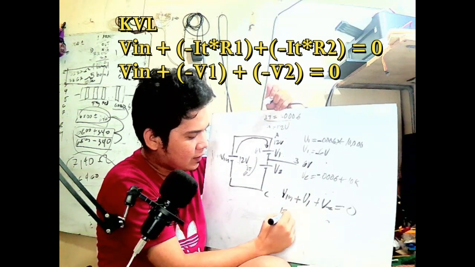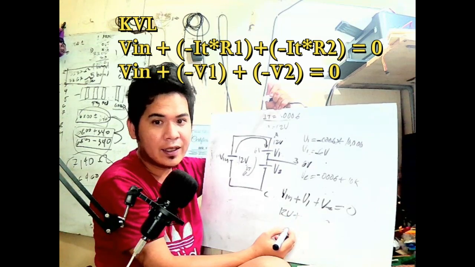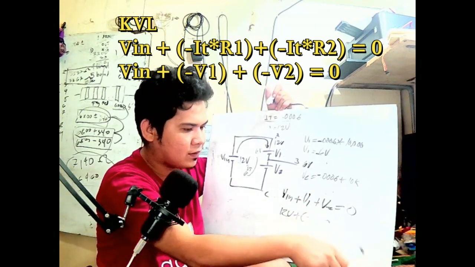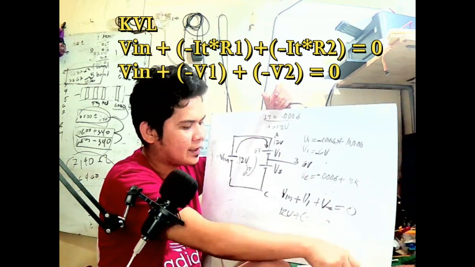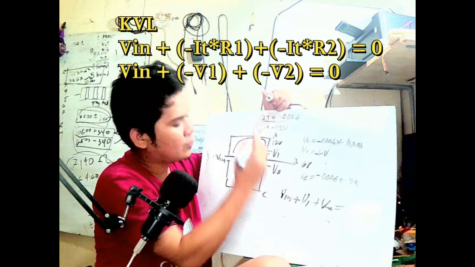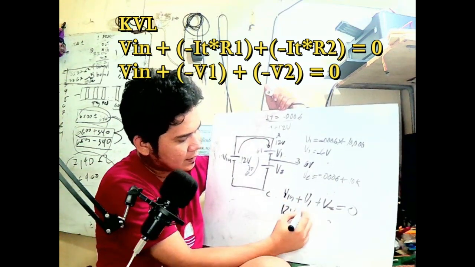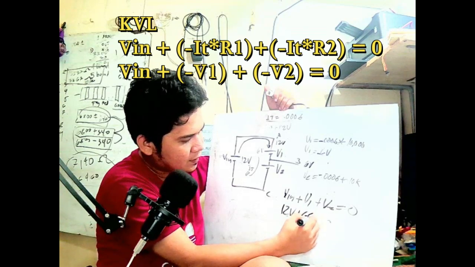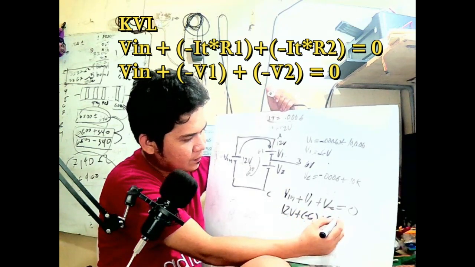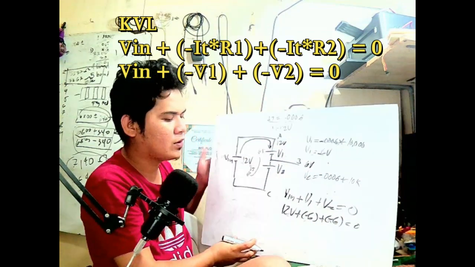So, 12 volts, positive, plus negative 6 volts. Sorry for that, sana maganda yung sulat. 12 volts plus negative 6 volts plus negative 6 volts is equals to 0. Check natin na talaga equal to 0.